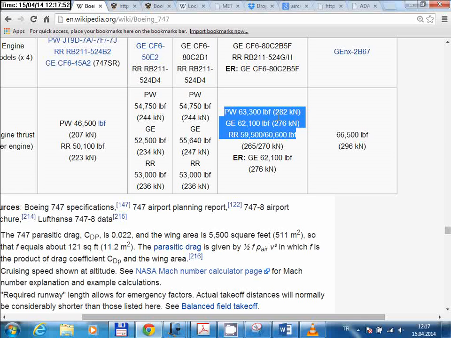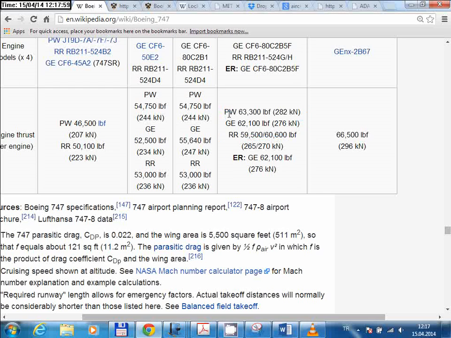But in the case of aircraft, there are different manufacturers as well. So if you have enough money, and you go to Boeing and say that I want to buy a Boeing 747, then you can choose from different manufacturers. You can choose a Pratt & Whitney engine, or a General Electric engine, or a Rolls-Royce engine. So they sell the aircraft with these 3 different engine manufacturers. And if you look at the numbers, they have similar performances.